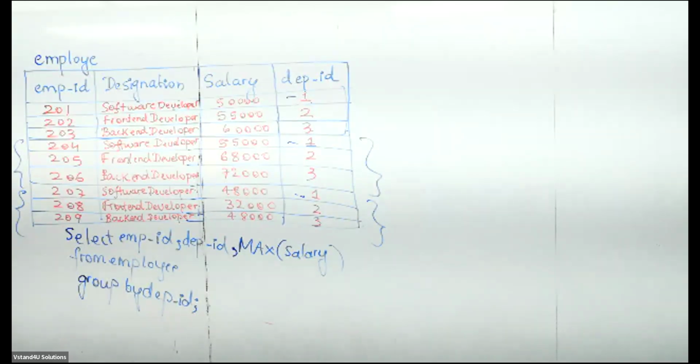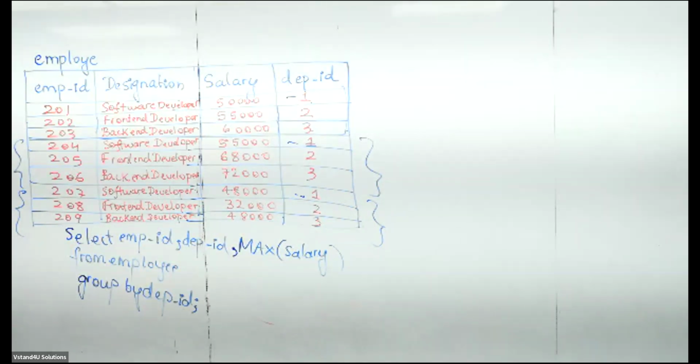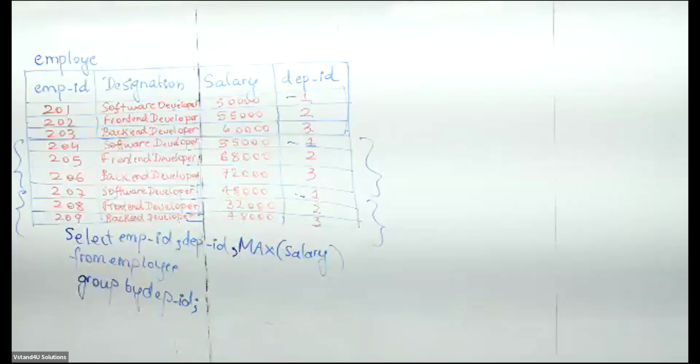How will you write the query? Total salary means which aggregate function will you be using? Sum. Yes or no? So you will be writing select department ID, comma, sum of salary from the employee table, group by what? Department ID. Correct? Yes or no? Pavitra, your understanding? Any doubt? No? Sure?